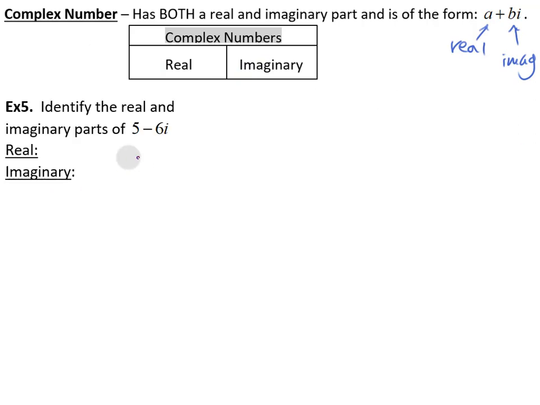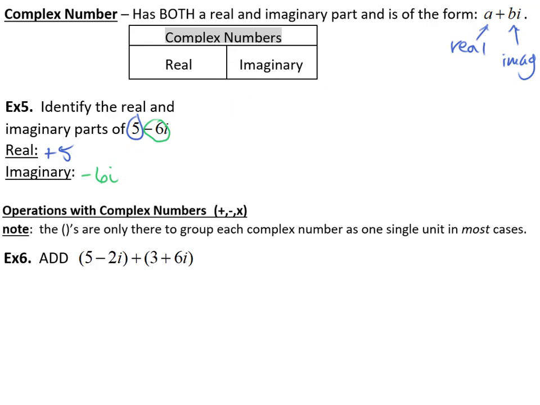Let's say I wrote this complex number, 5 minus 6i. Identify the real and imaginary parts. Well, the real part here is positive 5. And our imaginary part, and we keep the sign with it, is negative 6i. Your imaginary part should always have i with it. You do want to keep that sign in front. And our real part was positive 5. So hopefully pretty easy to identify those two parts.